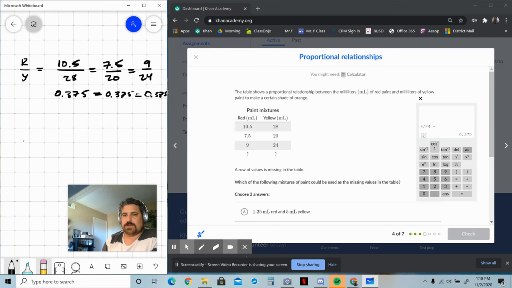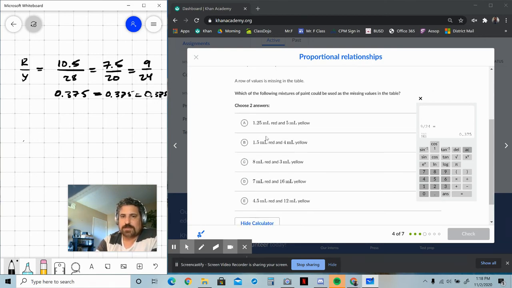So now we want to figure out which ones match that, right? So we're looking for the ones that match 3/8 basically, which is pretty straightforward. So you want the red divided by the yellow to be 3/8. So red 3 and the yellow 8, because that's really what 0.375 is. It's really 3 to 8, right? So that's the ratio you're looking for, 3/8, which is 0.375.